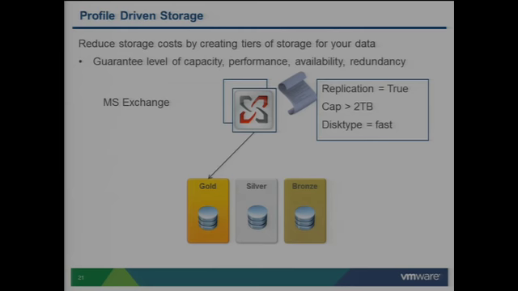Let's say the profile is replication is true, capacity is greater than 2 terabytes, and disk type is fast, so the Fibre Channel type disk. And when you have a workload, let's say a Microsoft Exchange workload, you can say that this workload needs to be associated with this type of storage profile. And the underlying system will make sure that it always assigns the gold storage to Microsoft Exchange workloads.